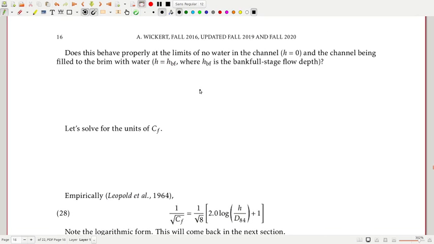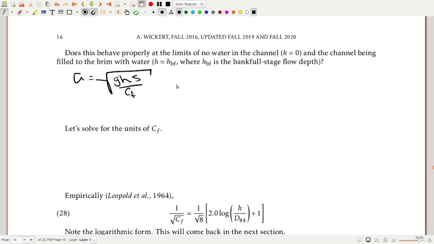So we're going to think about this in two separate ways just now. First off, we're going to talk about the units like we have before. Or second off, we'll talk about the units. And then first off, before that, we're going to talk about how this equation behaves in the limits. So as you can see, we have u bar equals square root of g h S over C sub f.